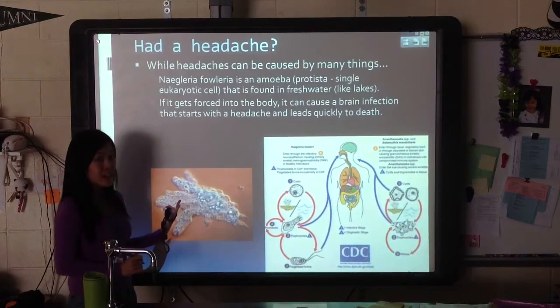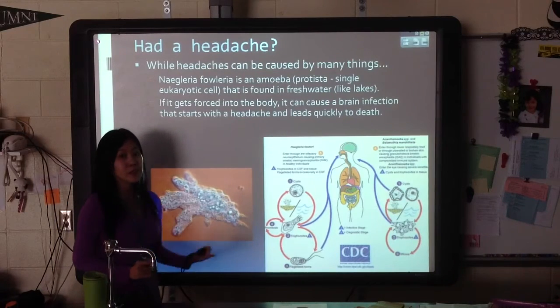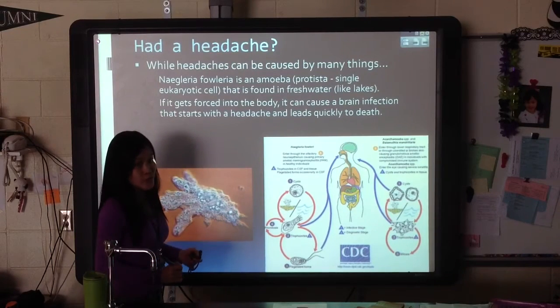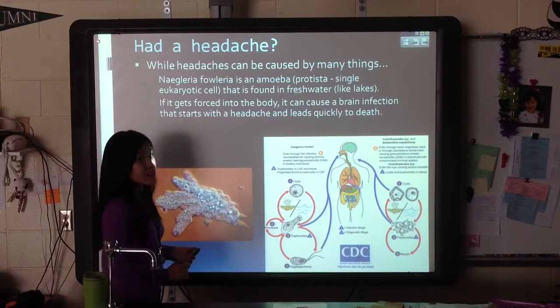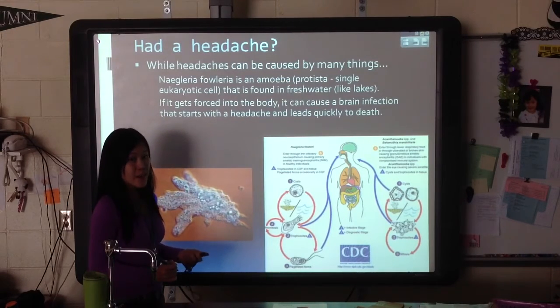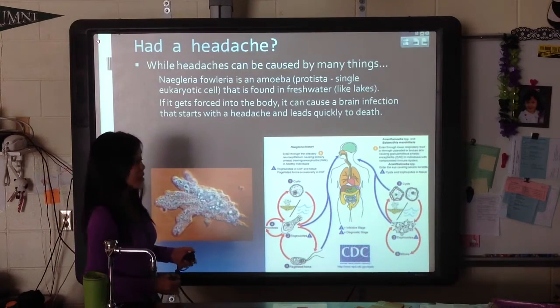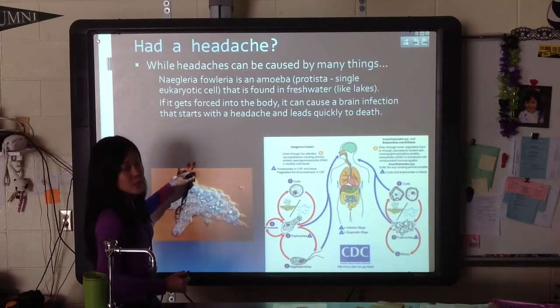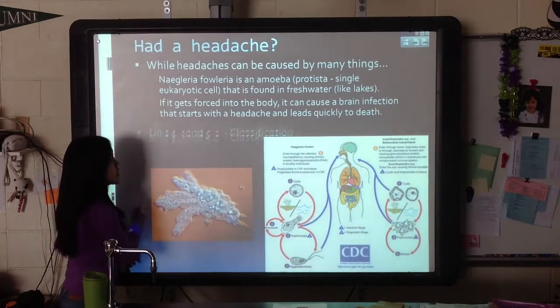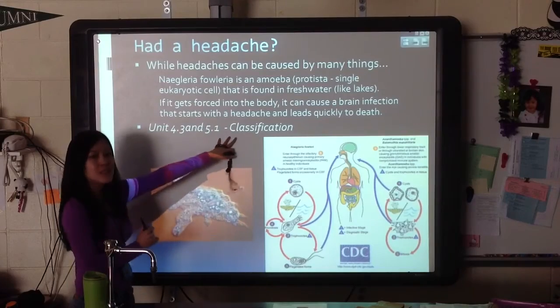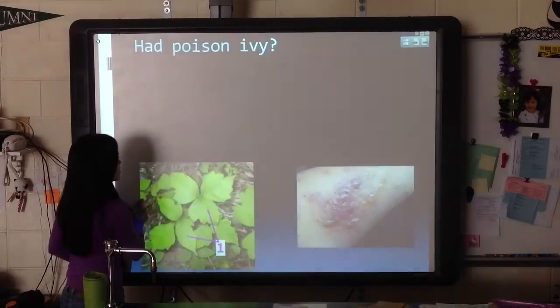Have you ever had a headache? Well, it turns out that if you have a really, really bad headache, it could be because of a protist that has gone into your brain. A brain-eating amoeba could be causing that headache. Now, it is pretty rare, but it is possible. And we'll be talking about that when we talk about classifications of living organisms.